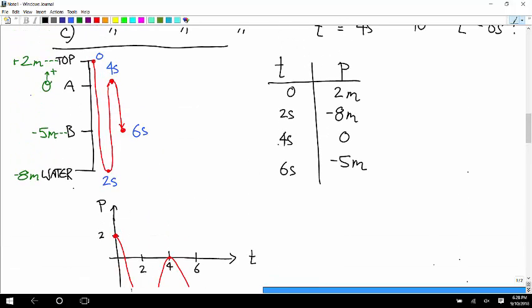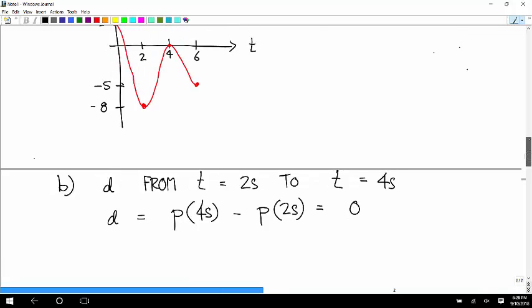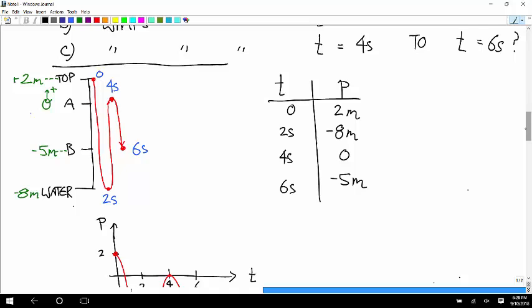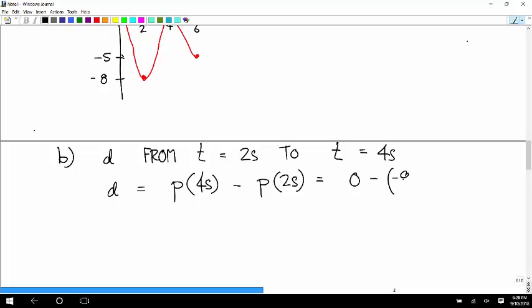So at 4 seconds, what's the position? 0. And when time is 2 seconds, what's the position? -8. We have 0 minus -8. And so the displacement is positive 8 meters.